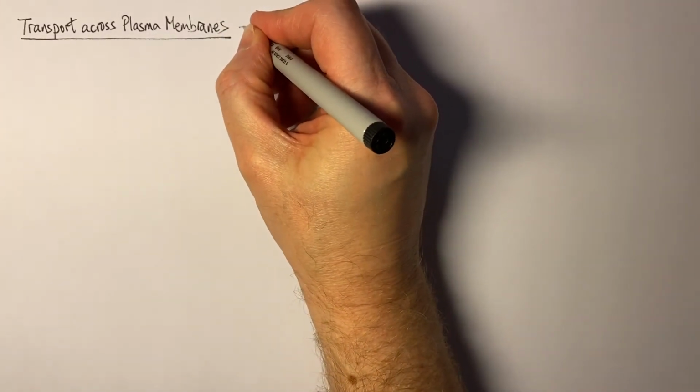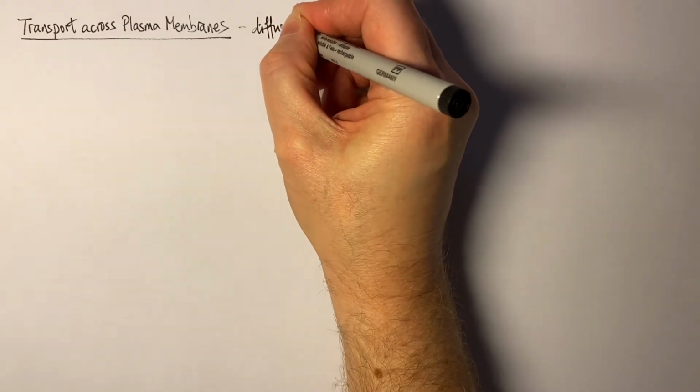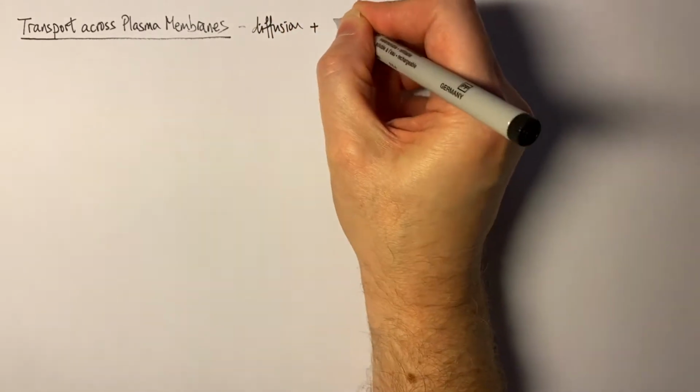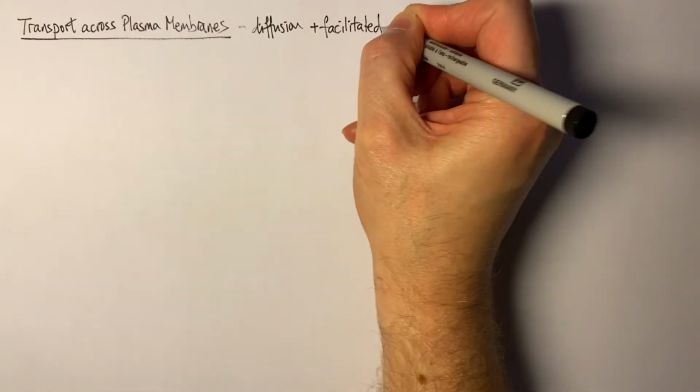In this lesson, we're going to look at how substances move across plasma membranes. So we call that the transport of substances across membranes. And in this session, we're going to look at diffusion and something called facilitated diffusion.